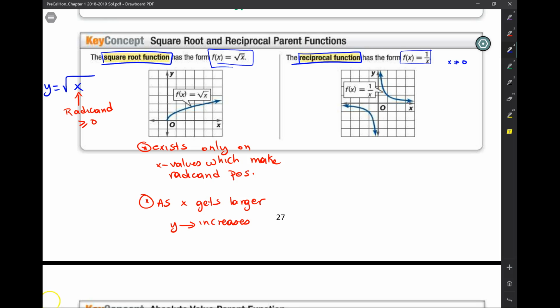Since we're talking about asymptotes, where is there a vertical asymptote here? f of x equals 0. There is a vertical asymptote at x equals 0. And then there is a horizontal asymptote at y equals 0. Okay?